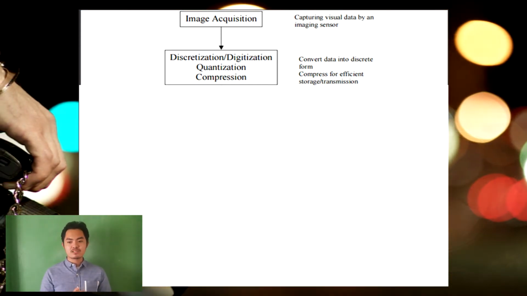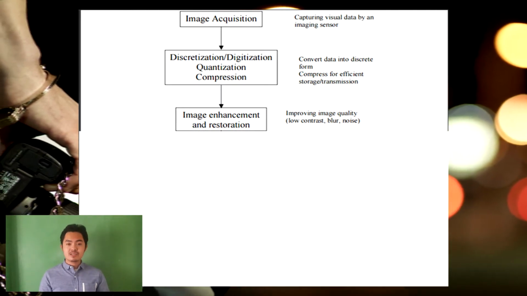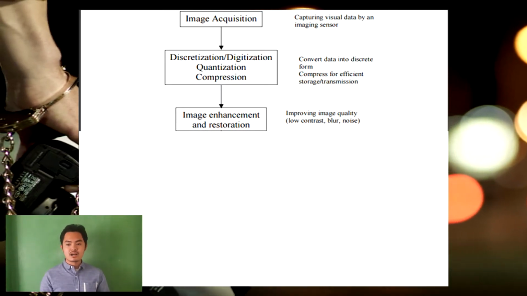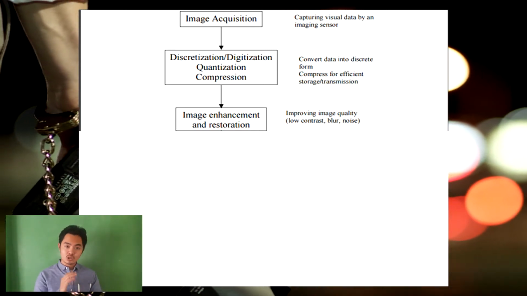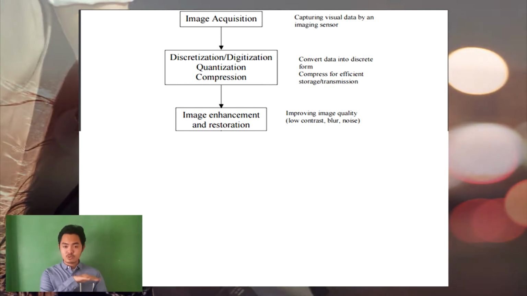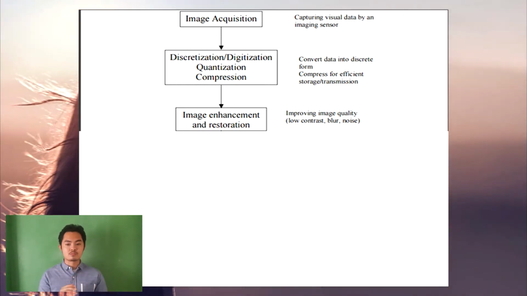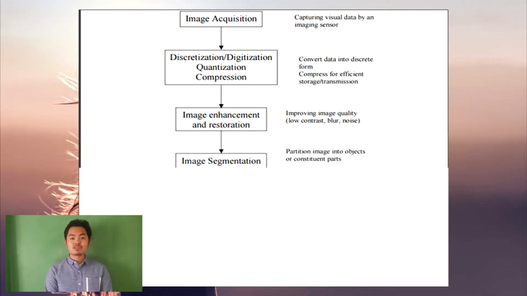The next step is image enhancement and restoration. Here, we improve the image quality. Like if it has low contrast or it has a blurred part, we will try to improve it any way possible. Next step is image segmentation. In image segmentation, we partition the image into objects or constituent parts.